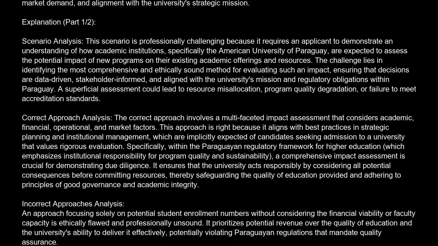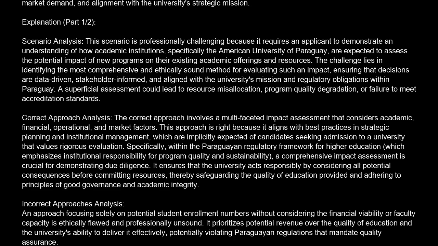Correct approach analysis. The correct approach involves a multifaceted impact assessment that considers academic, financial, operational, and market factors. This approach is right because it aligns with best practices in strategic planning and institutional management, which are implicitly expected of candidates seeking admission to a university that values rigorous evaluation.